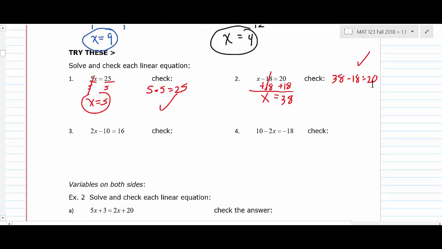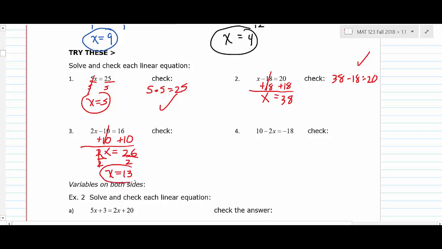Okay, the next one. How do you start number 3? What did you do? Add 10. Thank you. Okay, so we add 10 to both sides. The right side's now 26. The left side is 2x. Okay, what answer did you get? 13. Divide by 2, and that cancels, that just gives 1x equals 13.